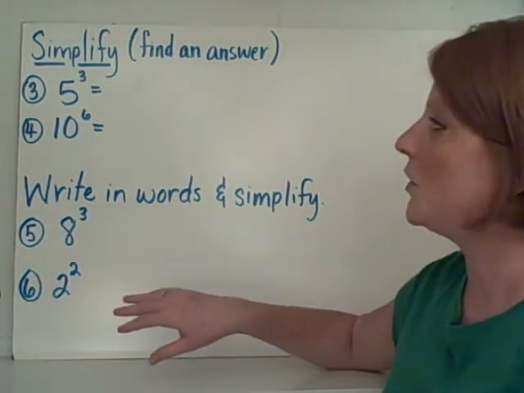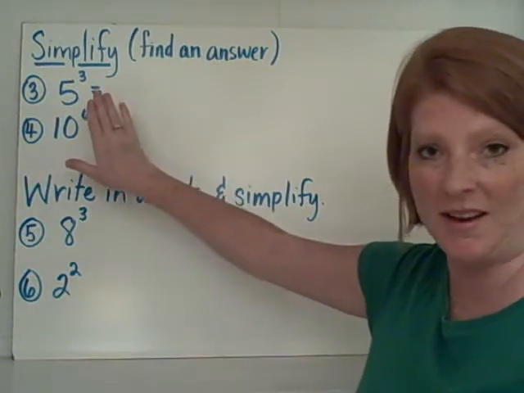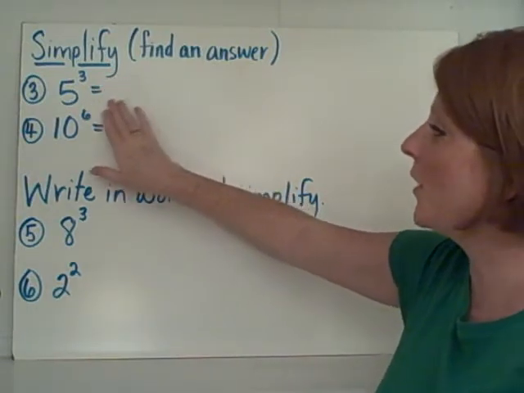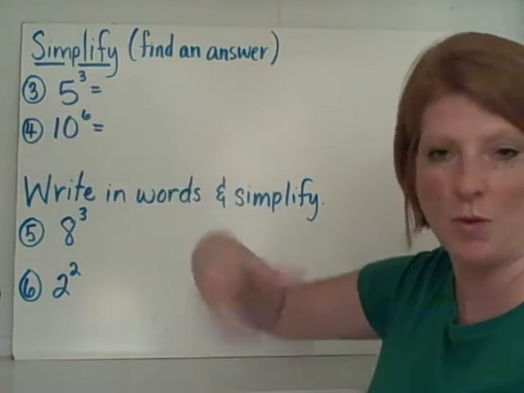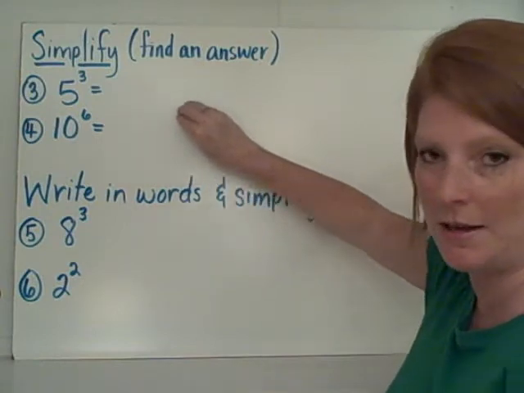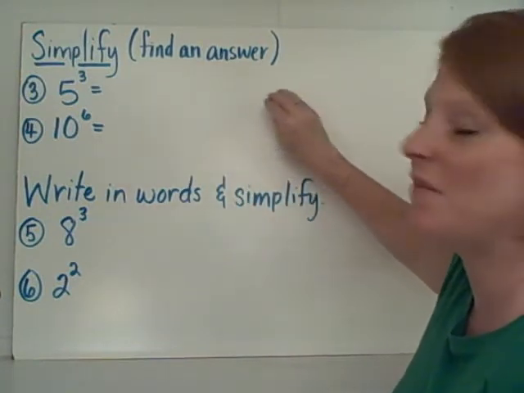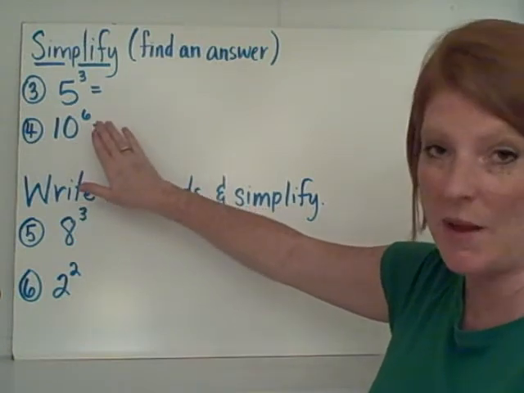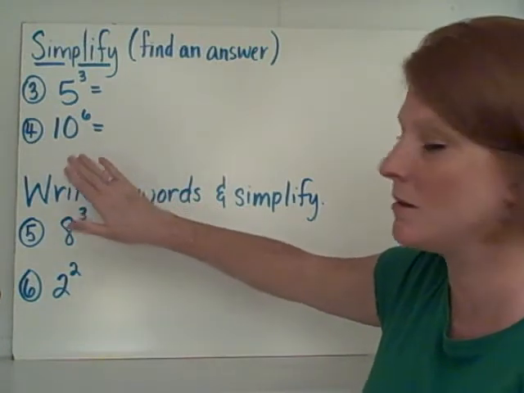The next set, I actually want you to simplify. So as I did in example A and example B, where we took 5 to the third power or whatever the power was, we stretched it out into expanded form, and then we found an answer. We actually did the math. Same thing for number 4, which is 10 to the 6th power, and remember 10 is a special base.